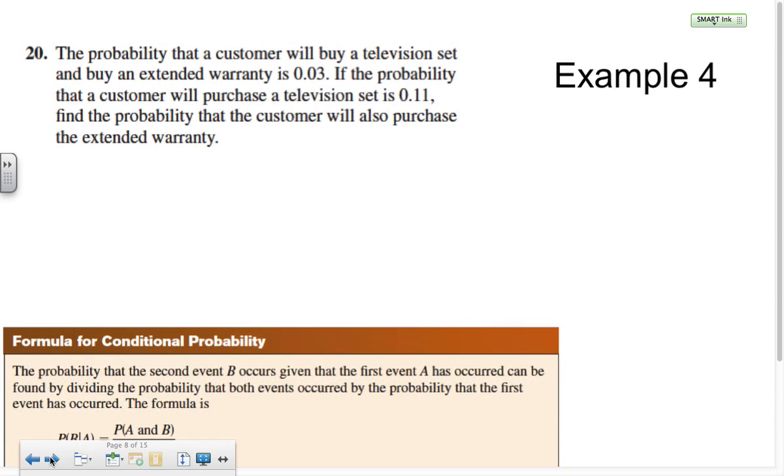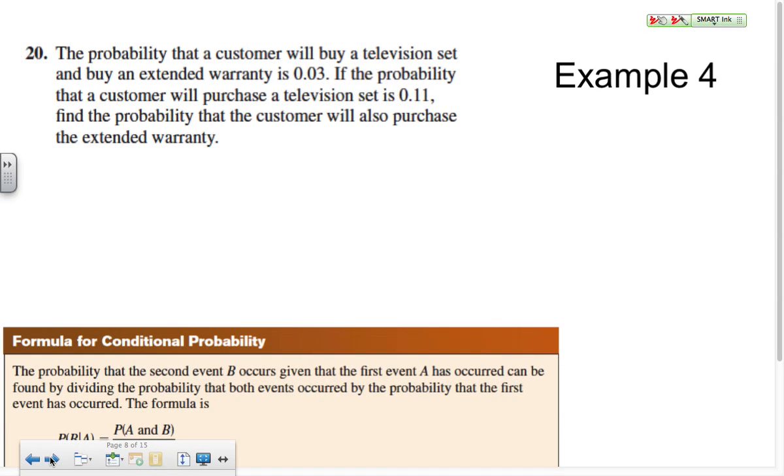All right, example 4, okay, and this is the last example. So the probability that a customer will buy a television set and buy an extended warranty is 0.03. If the probability that the customer will purchase the television set is 11%, find the probability that the customer will also purchase the extended warranty. Okay, so again, lots of words that are not set here that we need to pay attention to.